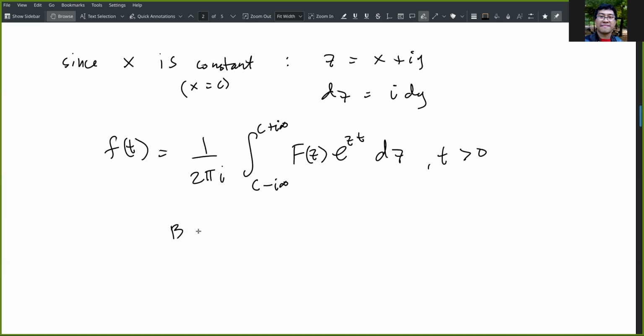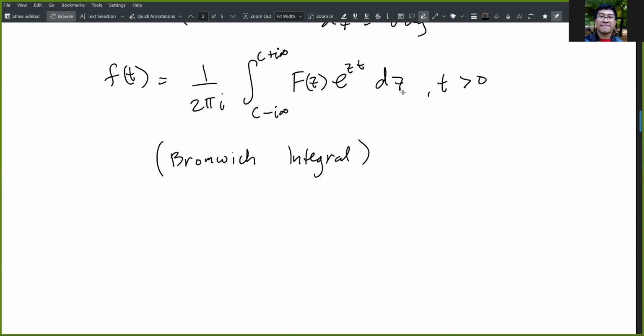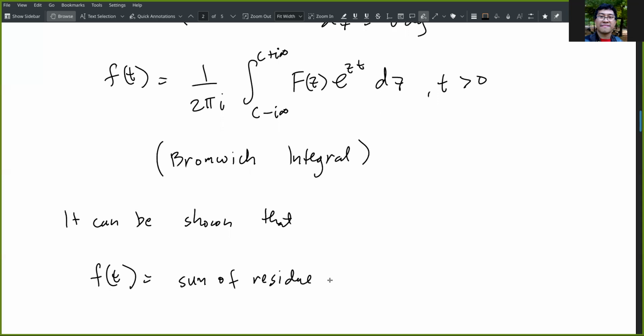This is called the Bromwich integral. This is relevant because if you want to solve this contour integral, the value is just equal to 2 pi i times the residue. So it can be shown that f(t) is equal to 1 over 2 pi i times 2 pi i times the residue of this. So 2 pi i cancels, so it would be the sum of residues of F(z) e to the zt at all poles.